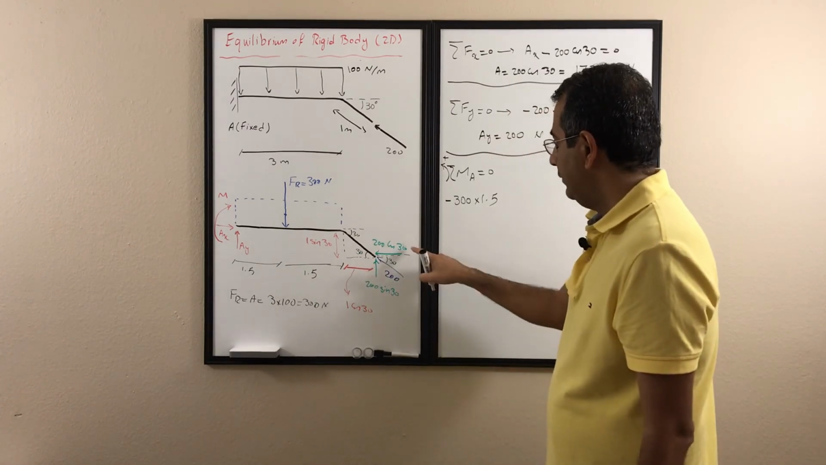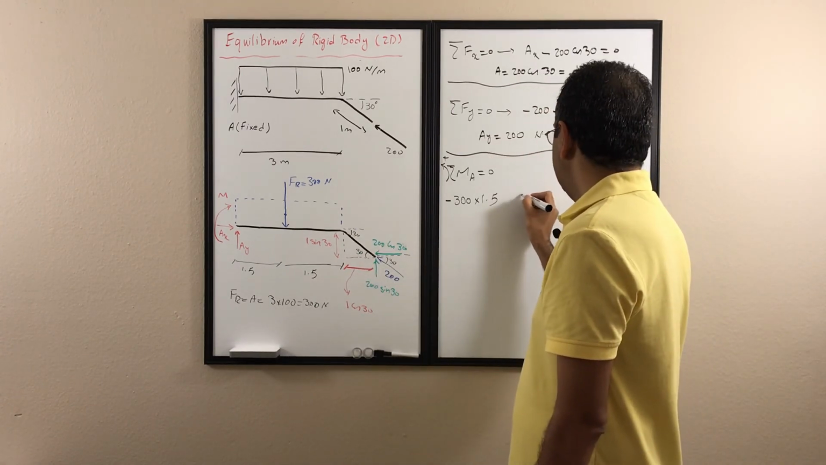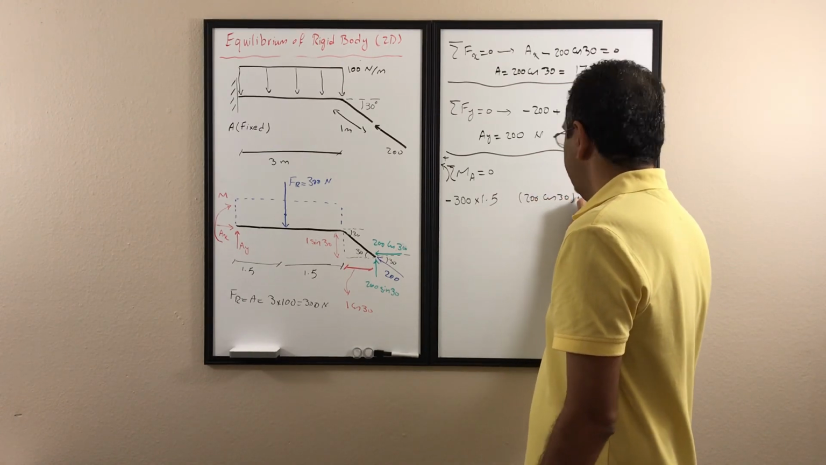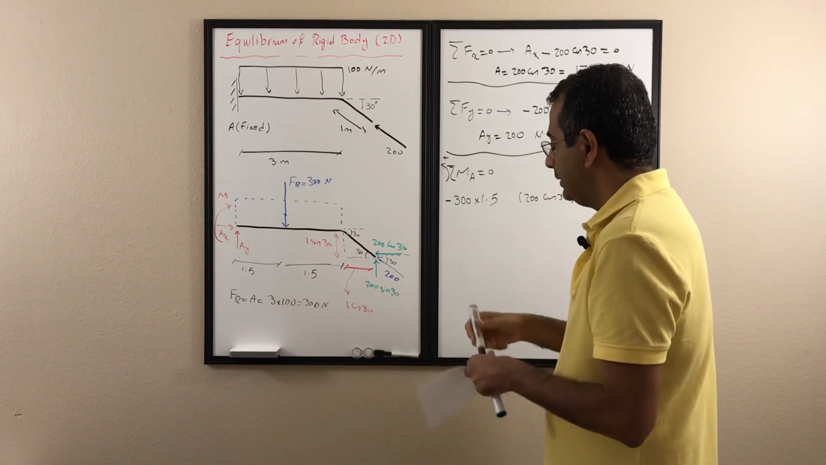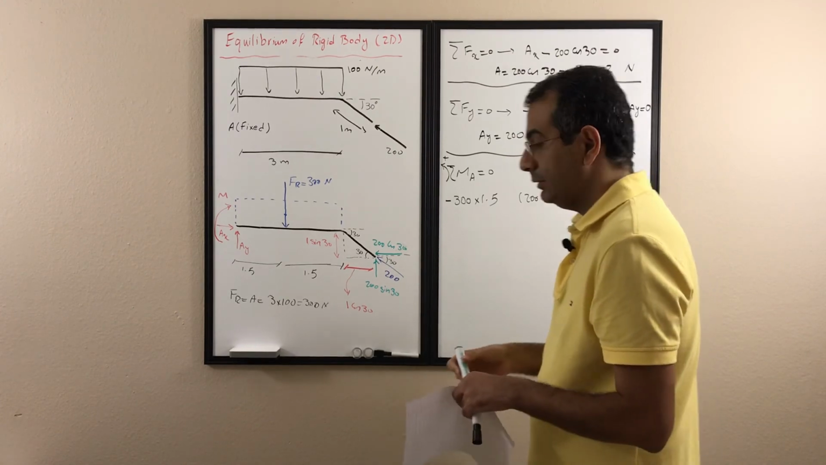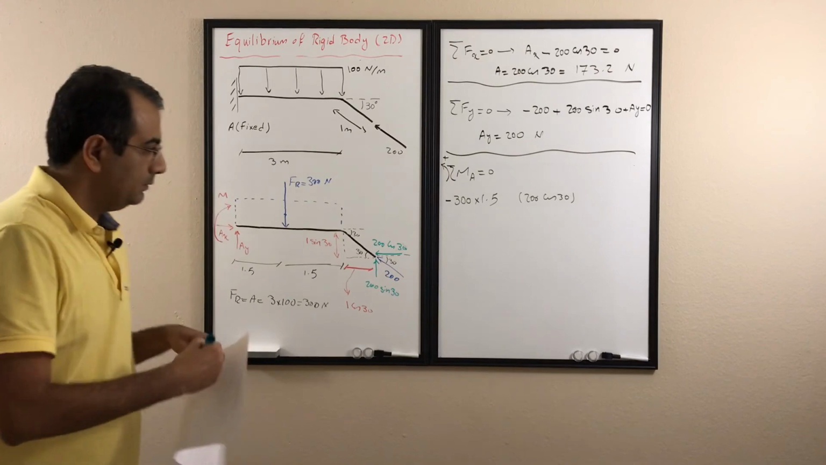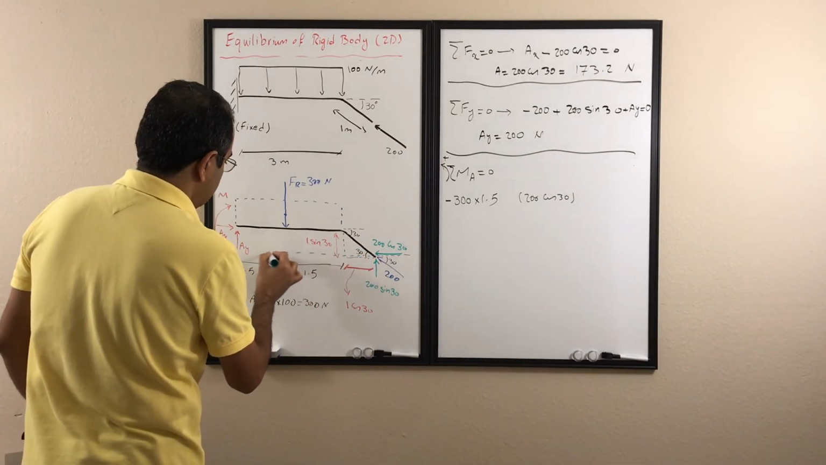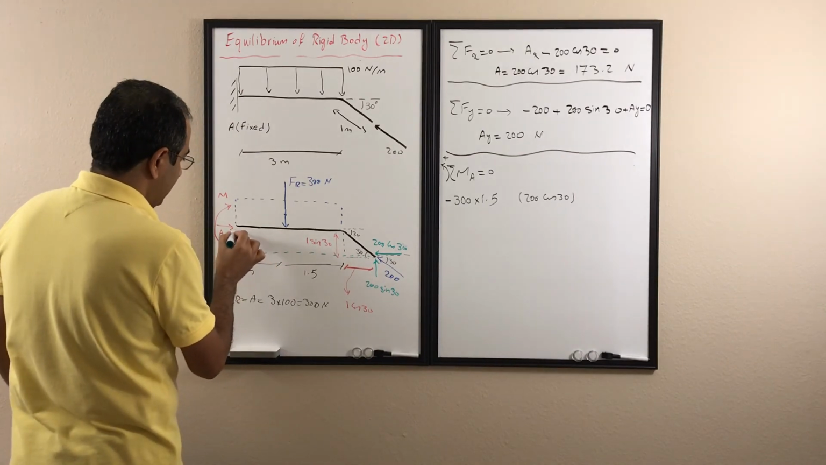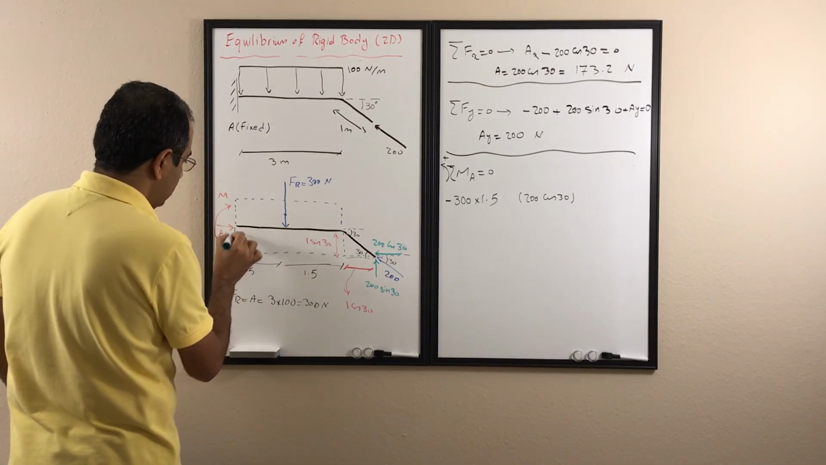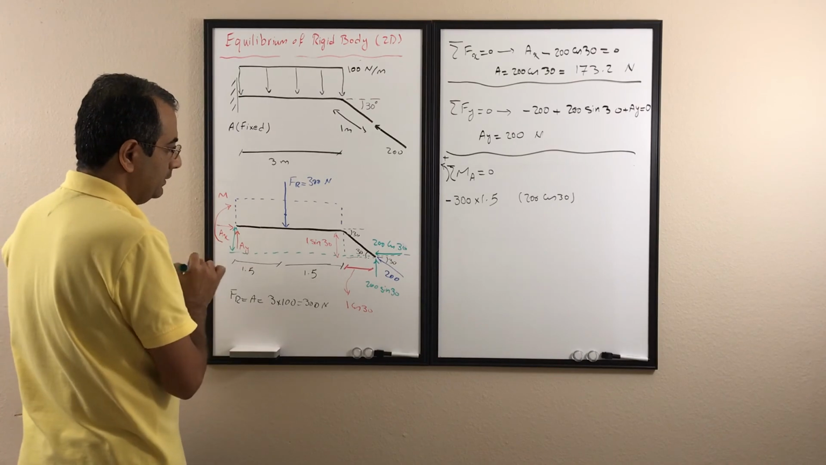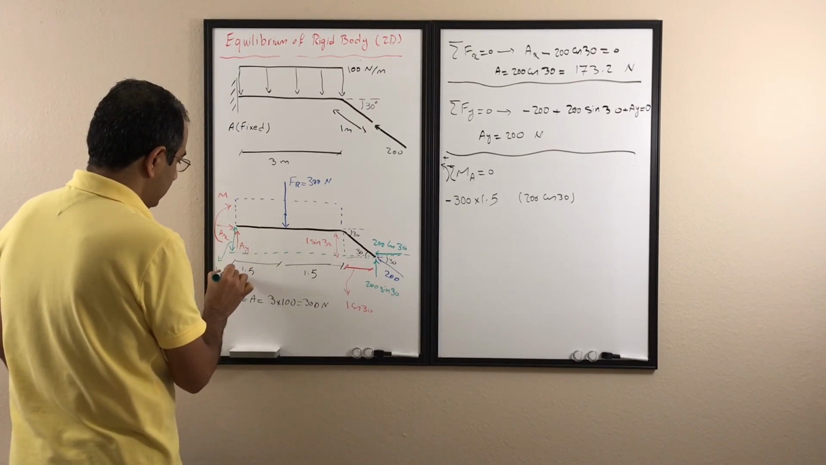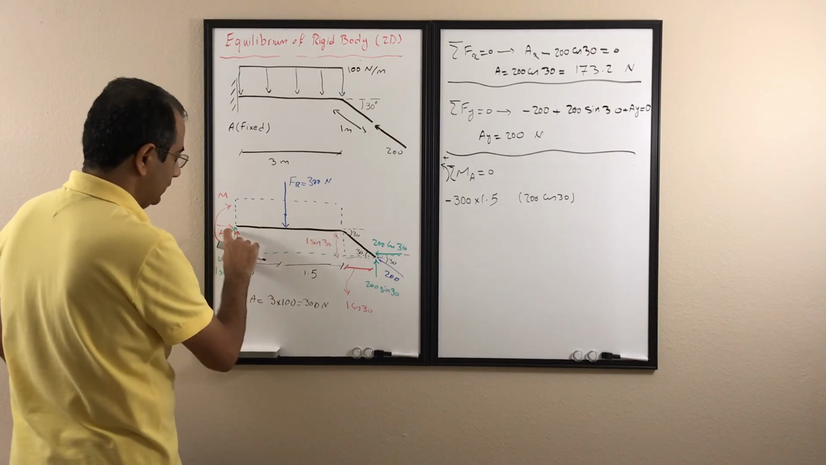Then the next force I have is this 200 cosine 30, and I want to find the normal distance. Again, when you want to find the normal distance of a force and you cannot find it, just extend the line of action to point A, and this is going to be the normal distance. So this normal distance is 1 sine 30, as we have it here.